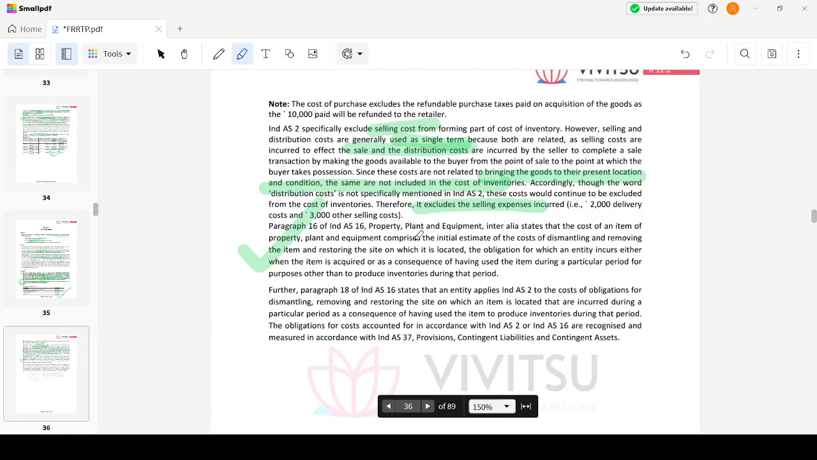Paragraph 16 of Ind AS 16. Cost of an item of PPE comprises the initial estimate of cost of dismantling and removing. I guess there's something wrong which has been included here. There is something wrong, so you can ignore it. Like, it's an error. Just fine.